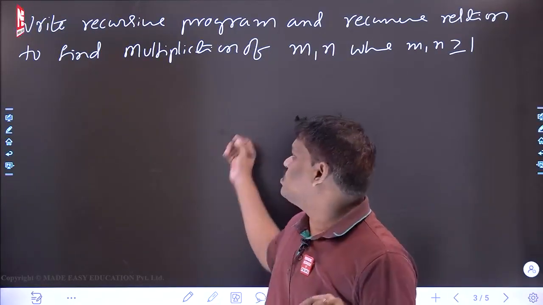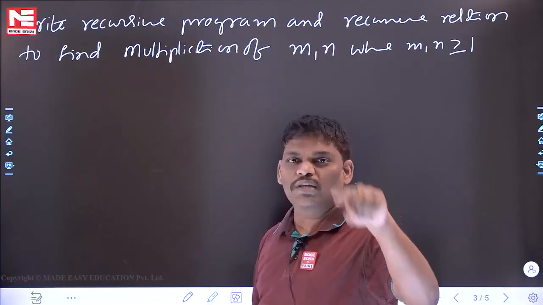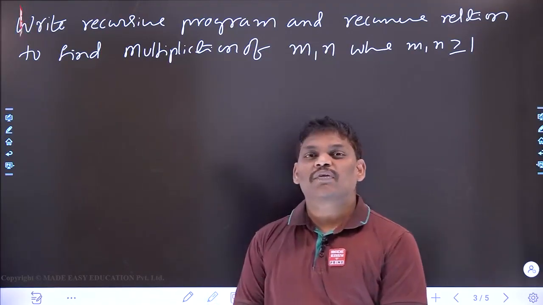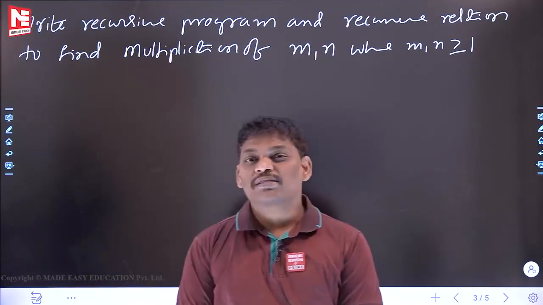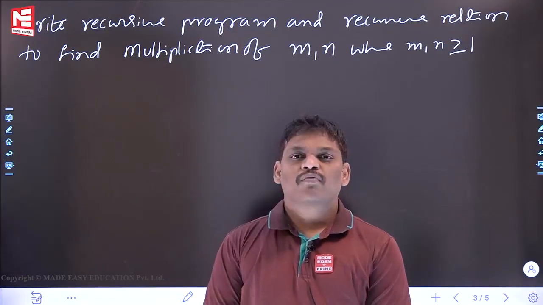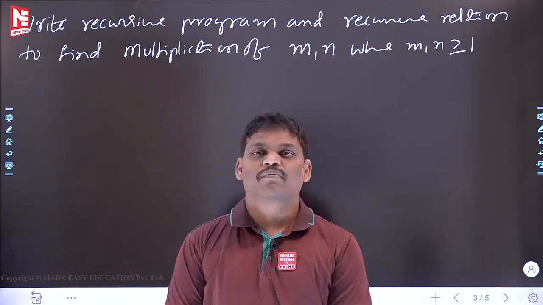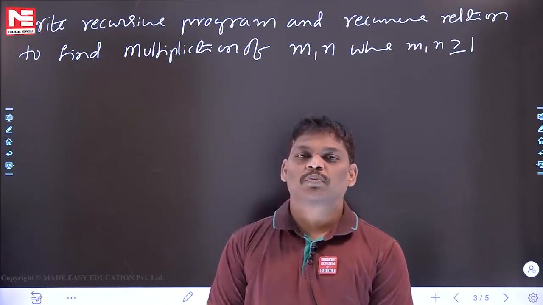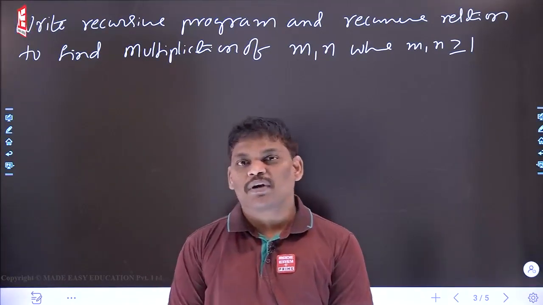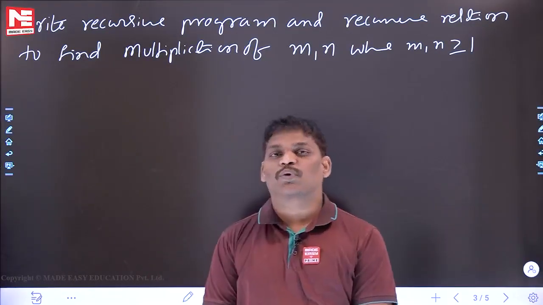Now, to find the multiplication of m comma n, I will write one logic. You know that logic also. Some people are asking, sir, what is the meaning of this problem? Let me repeat. Suppose m comma n is 5 comma 7. M is 5, n is 7, 5 times 7 is 35, so the answer should be 35. If I give 5 comma 7, the output should be 35. For that purpose, you should write the recursive program.